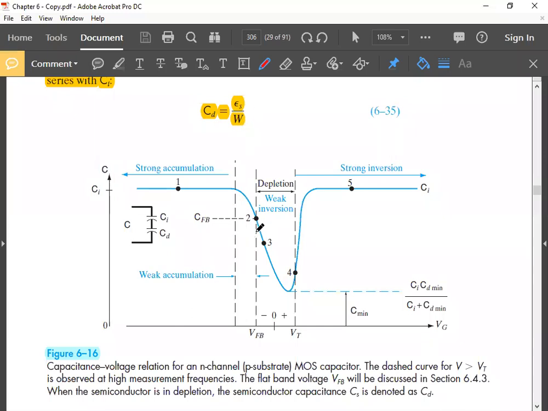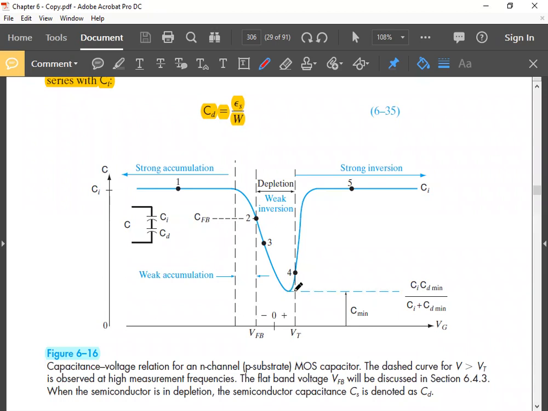As you are increasing V, what is changing? W is increasing. So what is happening to CD? CD is decreasing. Here CD and CI are in series. In the depletion region, CD is decreasing, so their equivalent capacitance is also decreasing.